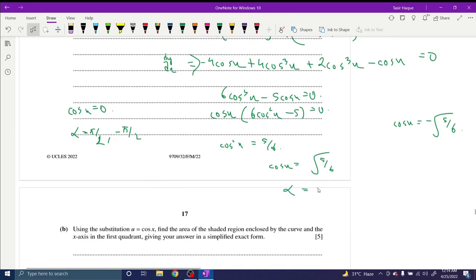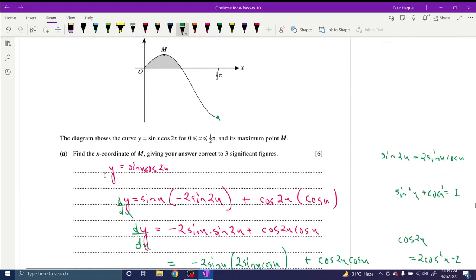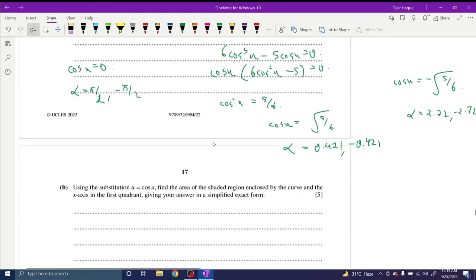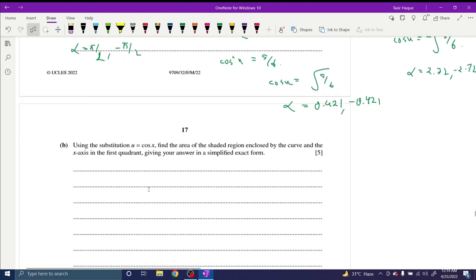So for the first one, we're getting 0.421 and the other is minus 0.421. What about that other one? Cos inverse minus root over 5 by 6. We're getting 2.72 and minus 2.72. So here's the thing, 2.72, right? Pi by 2 is equal to 1.57. This is 1.57. So clearly, it can't be 2.72, which leads us to our final answer. The x coordinate of M is actually 0.421. See if you guys understand.